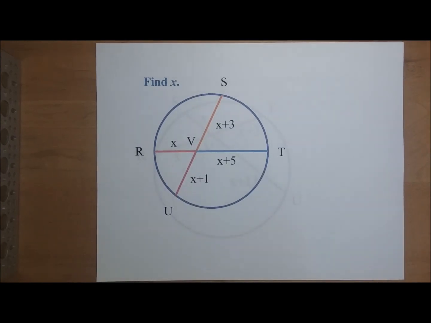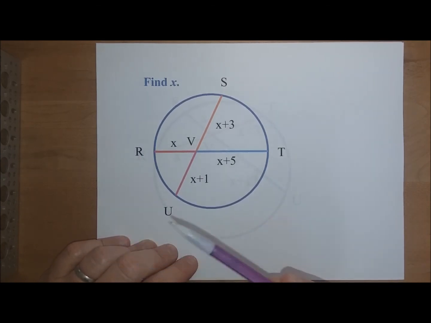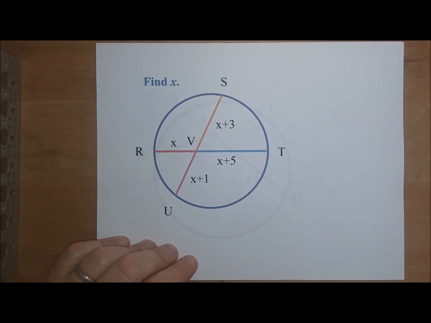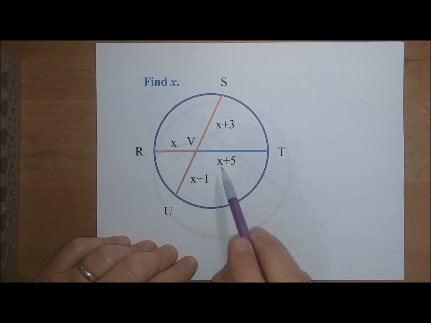All right, let's try a slightly trickier one. Same idea here. They want us to find x, and circle theorem 15 is going to work for us here. We know the products of the chord segments are going to be equal. So why don't we write those out here? x times x plus 5.